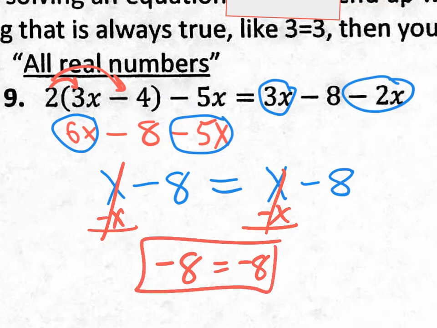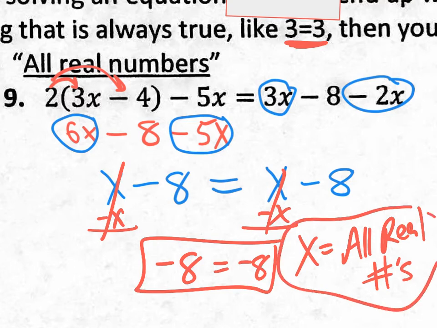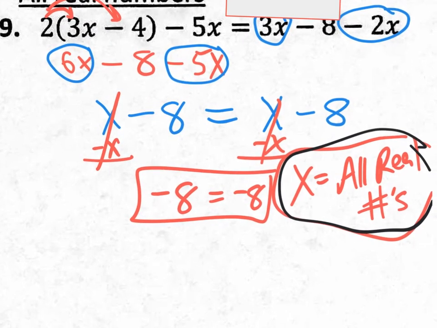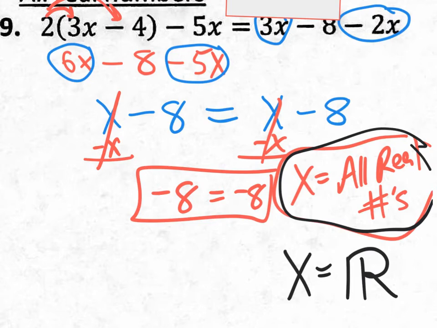When you end up with something that's always true, like 3 equals 3, or negative 8 equals negative 8, or 0 equals 0, what do we say? We say x could be all real numbers. And I might as well tell you this is the answer. x equals all real numbers. And there's a notation for it that you could use to abbreviate. You don't have to write x equals all real numbers. You could say this. x equals, this is the notation, 2 sticks with an R. That's the notation for all real numbers. Okay, so it's like an abbreviation. If you want to write it out, x equals all real numbers, go for it. If you want to use a notation, go for it.